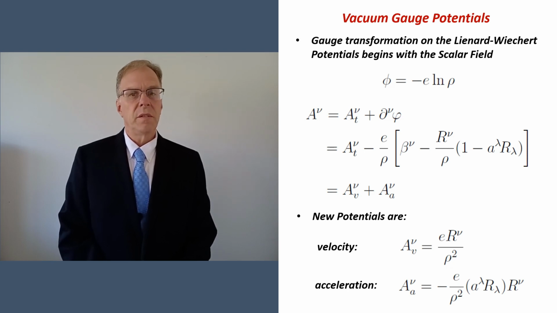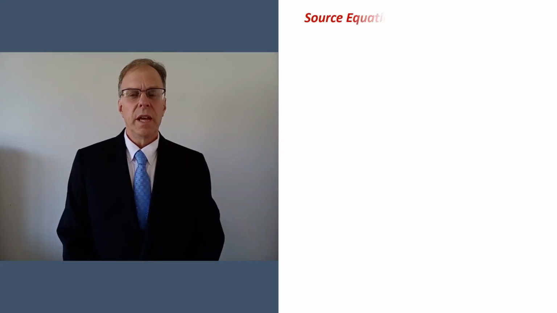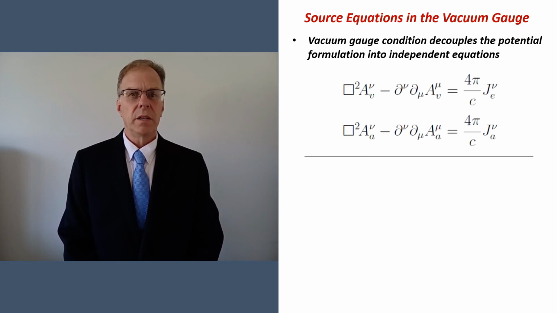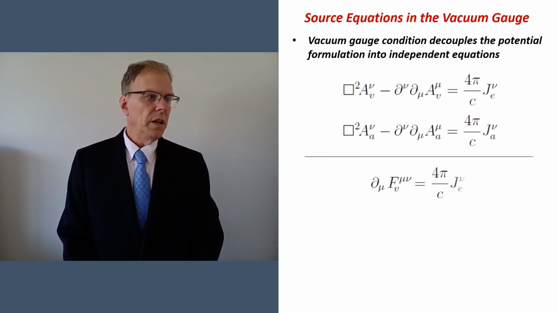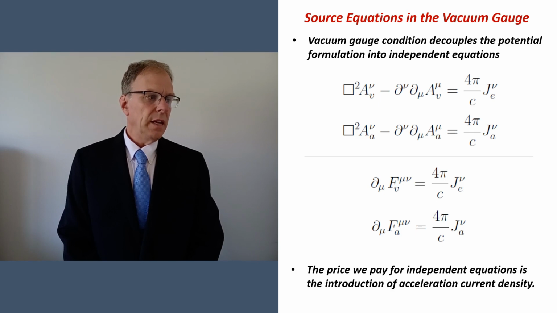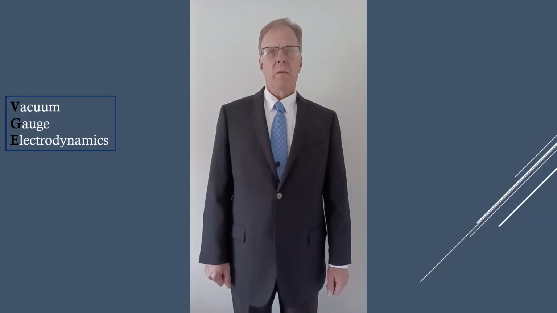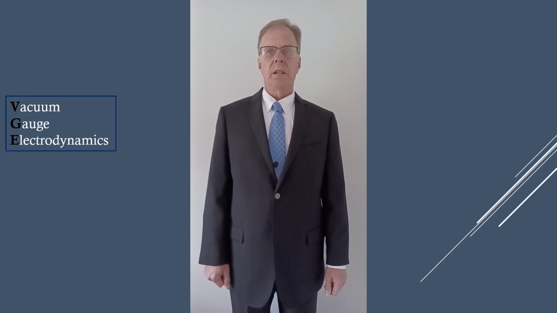Now there's a good reason for labeling these potentials with the subscripts v and a. This is because in this new gauge, equations for the potentials decouple into independent equations. Of course, these equations can also be written specifically in terms of the field strength, and the price we pay for separate equations is the emergence of a source for current density in the acceleration equation. Everything we need to know about particle accelerations is contained within the acceleration equation.